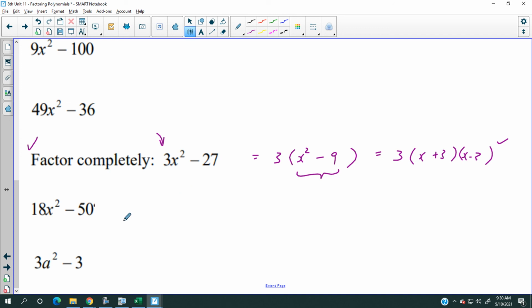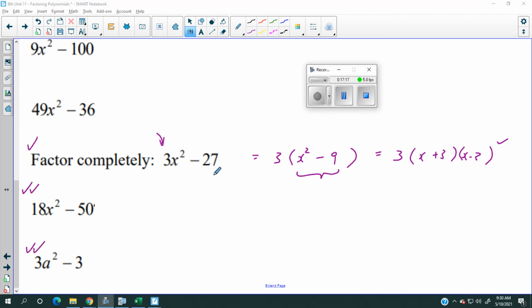Now, knowing that, try it for these next 2, and then we're done for the day, okay? So when you come back, I'll go over it with you, okay? So press pause right now.